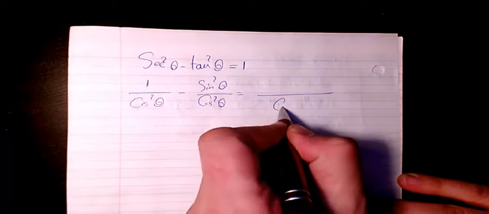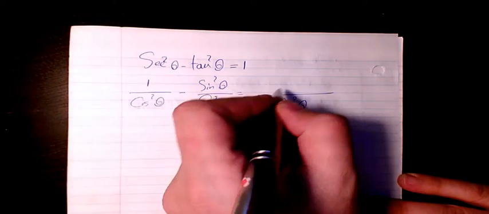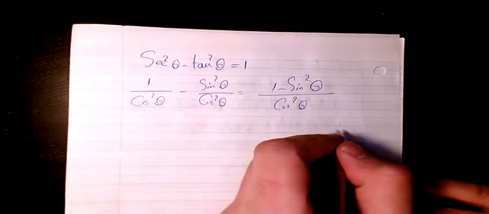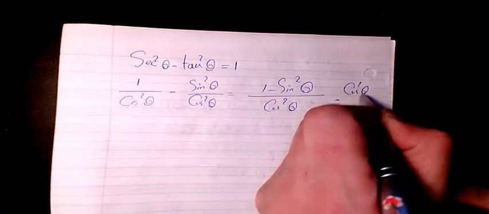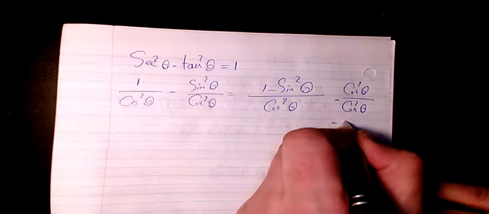Then I'm going to have the same denominator here, and the numerator is going to be 1 minus sine squared theta. So 1 minus sine squared theta is going to be cosine squared theta, divided by cosine squared theta. So the answer will be 1, as you see here.